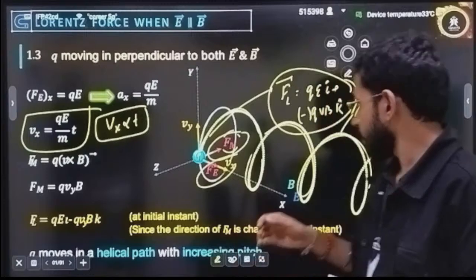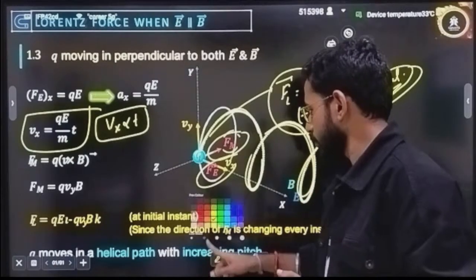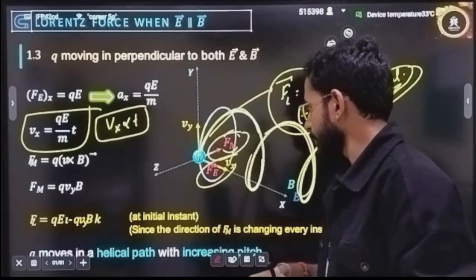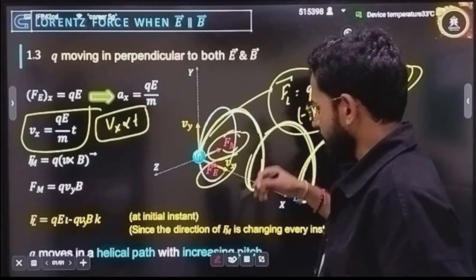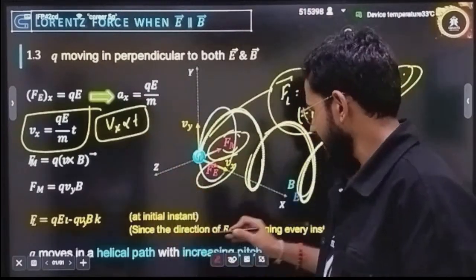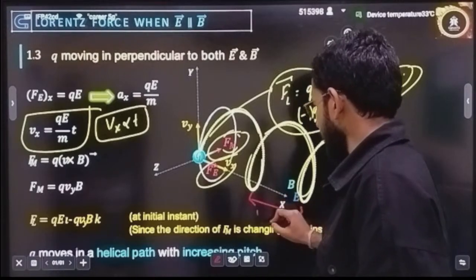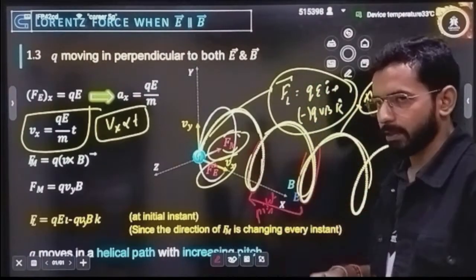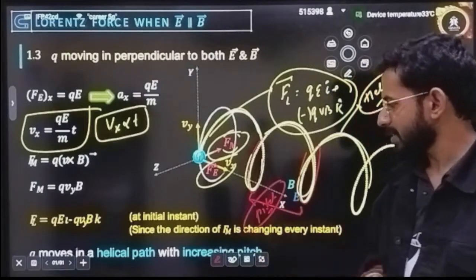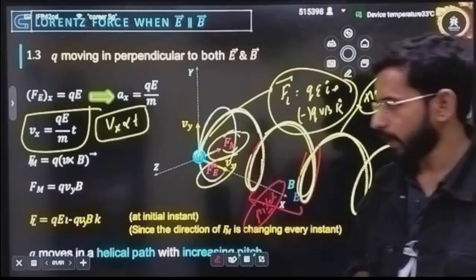There are two terms that are described here. What are those two terms that I will describe to you? One is the radius of this circular kind of path. And the second one is pitch. What is pitch? Pitch is the distance between these two circular portions that have been made. This distance between them is called the pitch of the helical path.